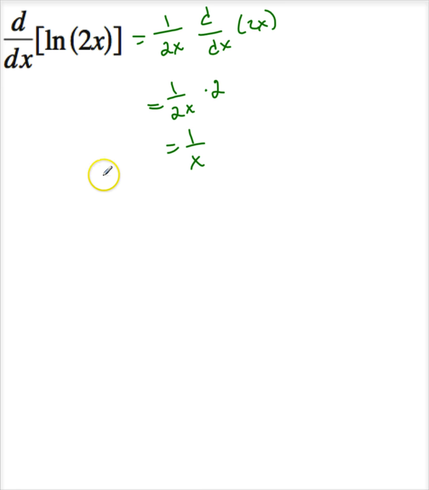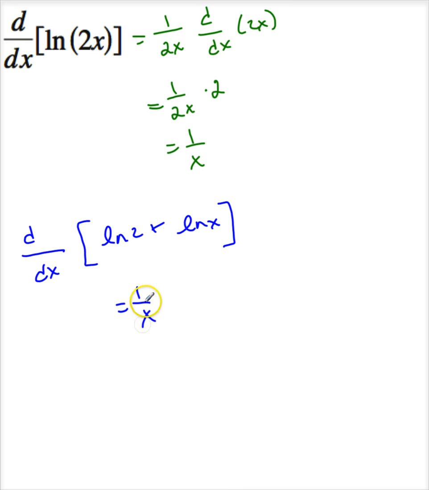The second way I can do this is to break this up using my log rules. So this is the derivative with respect to x of the log of 2 plus the log of x. Now this is a constant and goes away, and the derivative with respect to x of log x is 1 over x.